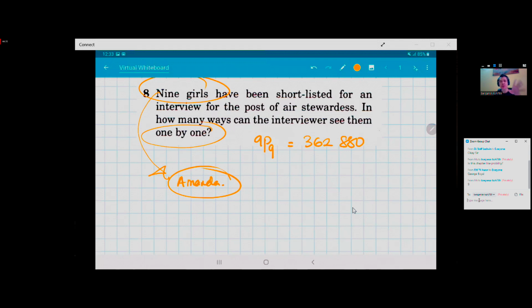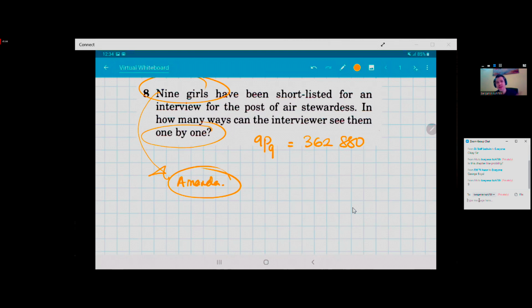So let's say one girl is Amanda. Maybe in one arrangement, Amanda is interviewed first. In another arrangement, Amanda is interviewed second. In another arrangement, Amanda will be interviewed third and fourth. Or maybe there's also a possibility where Amanda is interviewed last. But all the while, don't forget, if Amanda is interviewed first, the other girls also can arrange among themselves. That's why the number is very, very big.